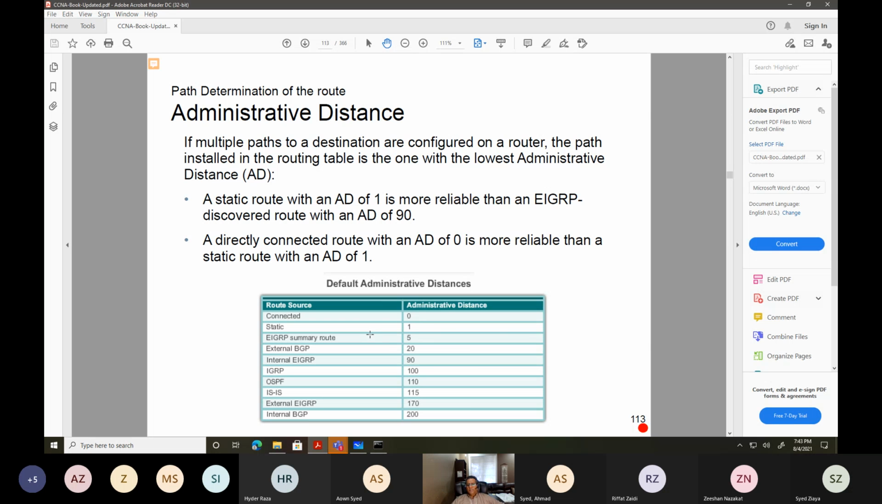So if I am learning something from static with an admin distance of one, and I'm learning the same network through OSPF, which is 110, which one would I prefer? I'll prefer static, because why? The administrative distance is less than 110. Understood?